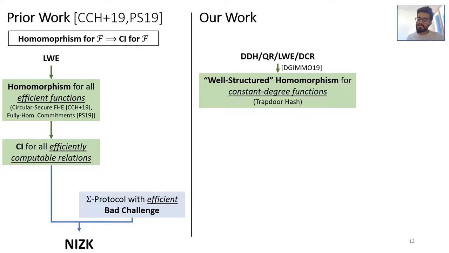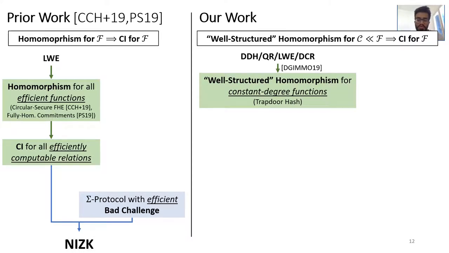using many standard assumptions, in particular DDH, we can get some form of well-structured homomorphism. Again, this is very vague, but the formal abstraction for that was called trapdoor hash. So we get some sort of well-structured homomorphism for all constant degree functions. And we show that using well-structured homomorphism for such a weak class of functions, we can get a correlation tractability for a much stronger class of functions.